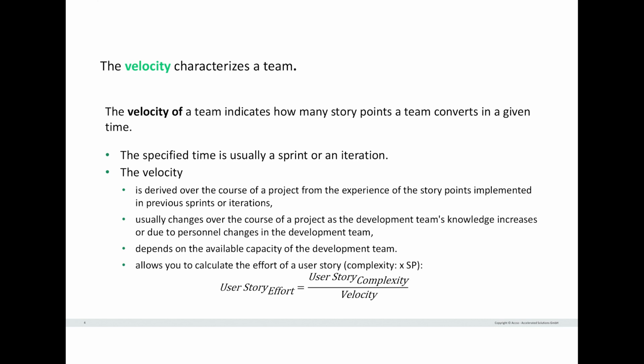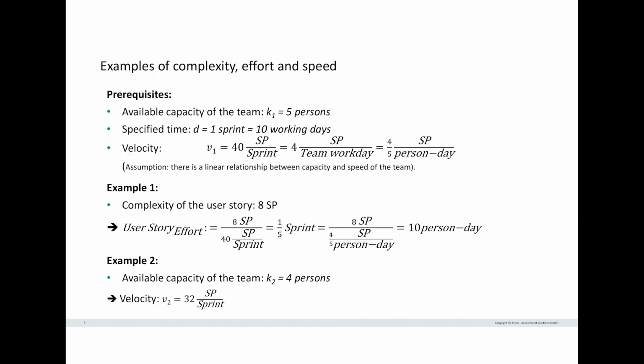The velocity of a team indicates how many story points a team completes in a given time. We usually look at a sprint. We determine the velocity based on the story points that the team has implemented in the previous sprints. If the team composition remains the same, the velocity should increase over the course of a project as the team learns. We explain the relationship between complexity and effort using an example.